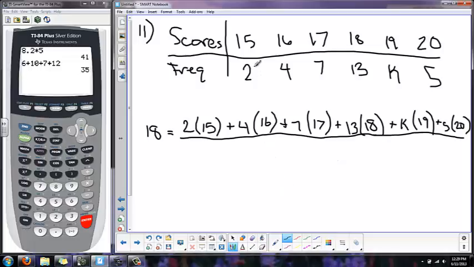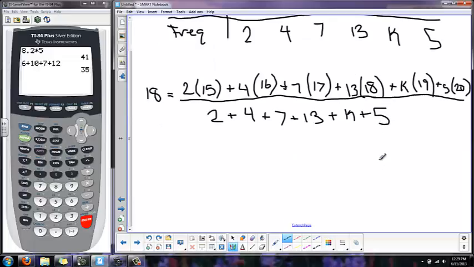So this time I actually have 2 15s and I have 4 16s. So I'm not just adding 1, 2, 3, 4, 5, 6 scores together. I'm adding together actually a lot more than that. 13 plus K, because we're not exactly sure how many people scored a 19. So you have that value in the denominator as well, which is what makes these questions really fun. Okay, so let's just go through and simplify some of the stuff that we have.